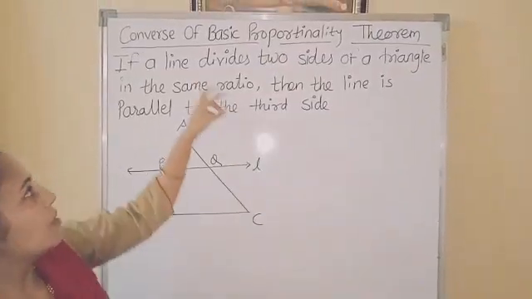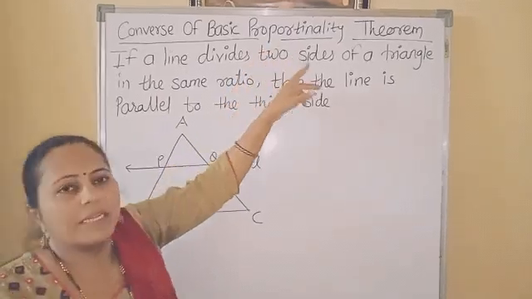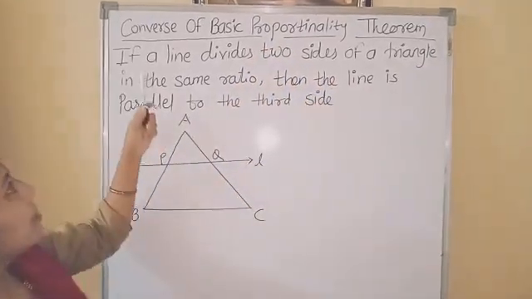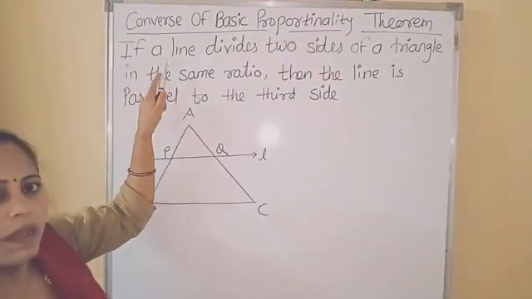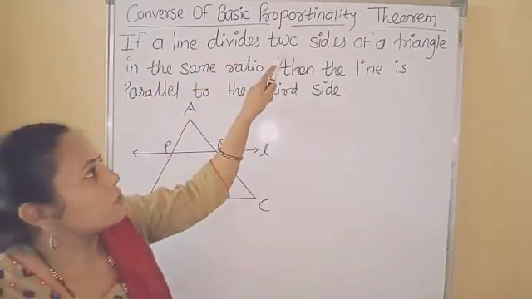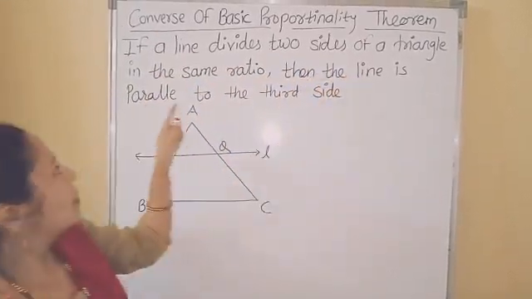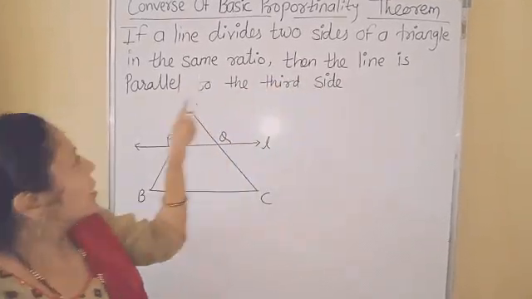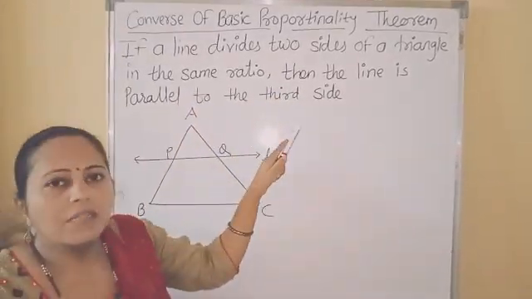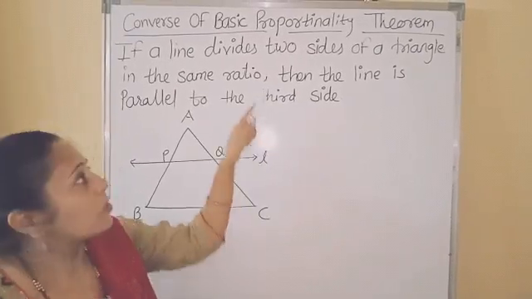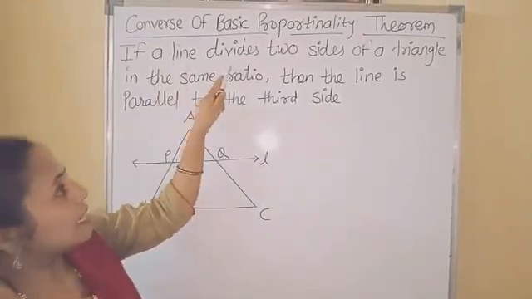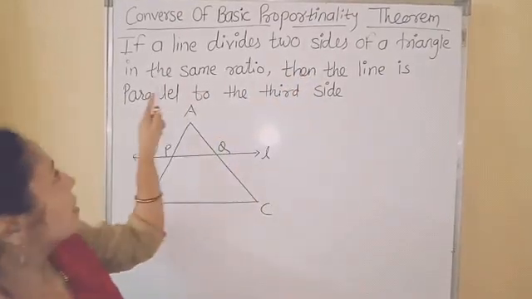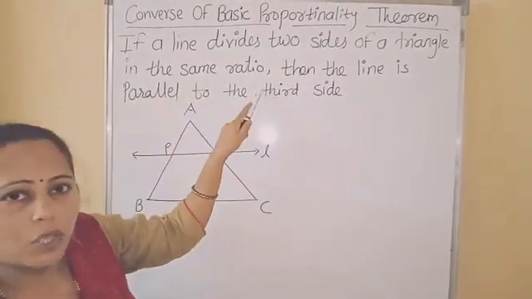Now we will see the converse of the basic proportionality theorem. The statement of the theorem is, if a line divides two sides of a triangle in the same ratio, then the line is parallel to the third side. Okay, now what is given here? A line divides two sides of a triangle in the same ratio.